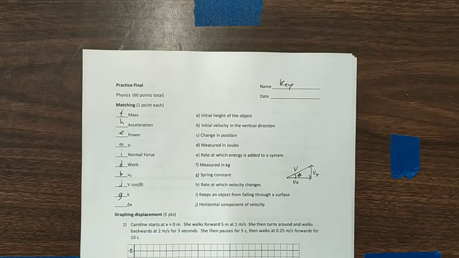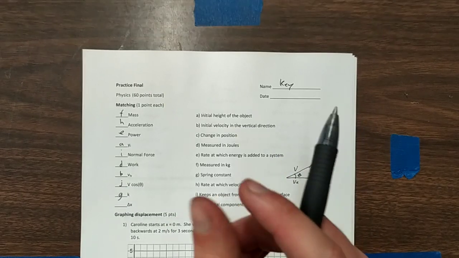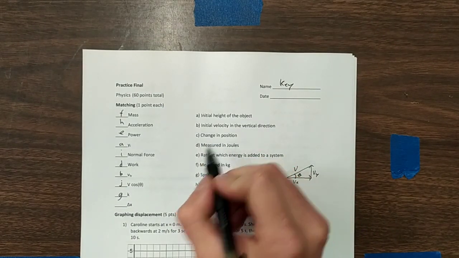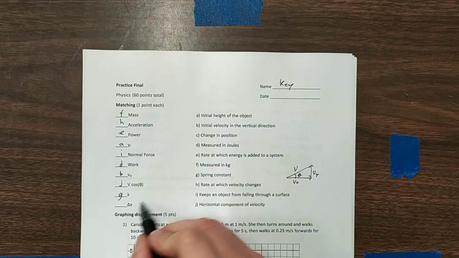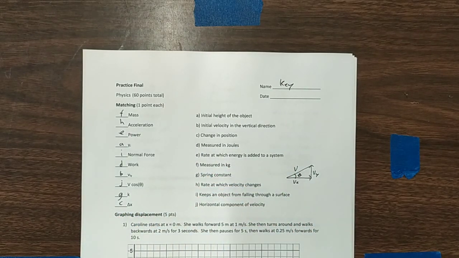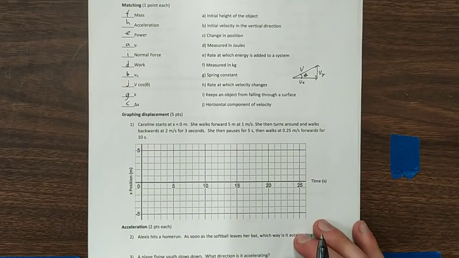And then delta x is the change of something, or a displacement. That's another name for the change in position. x is our position variable, so this would be the change in position. So C. Okay, move on to this section.